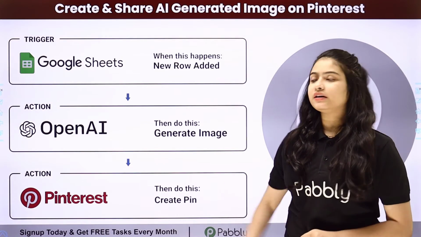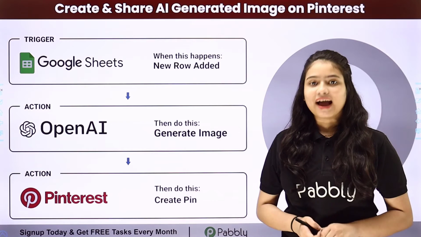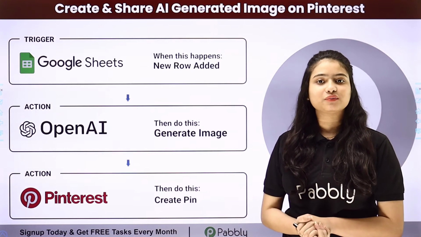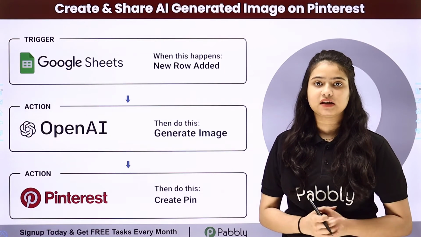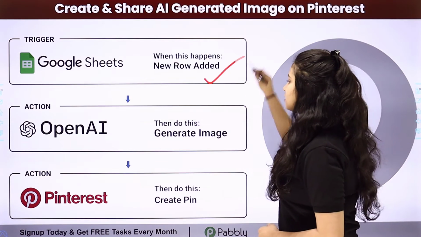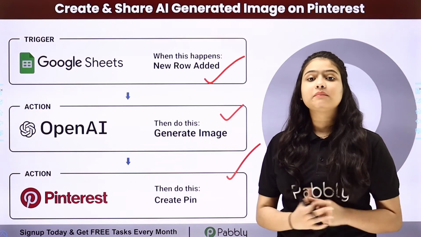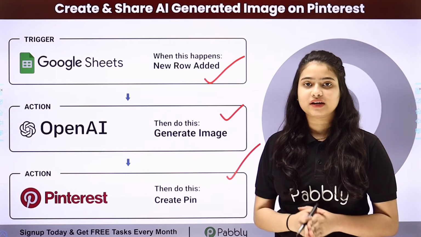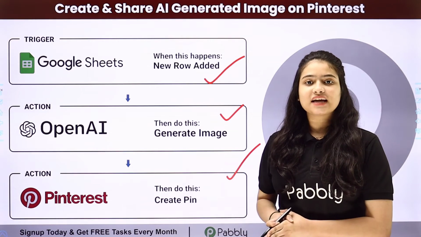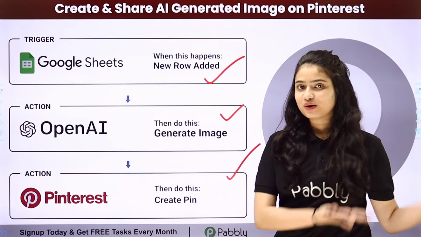For this, we will have to integrate all these applications, and we are going to do that with the help of an amazing automation and integration software, Pabbly Connect. Now here we have Google Sheets in our trigger, and OpenAI and Pinterest in our action. So we are going to connect all of them using Pabbly Connect in order to automate this entire process. And to learn this entire automation step by step, let me take you all to my screen.